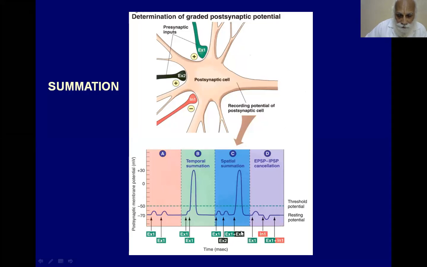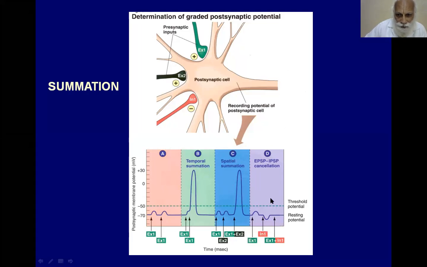Now, use the same input sources, EX1 and EX2, together at the same time. Okay, so though they are coming from two different sources, they still produce summation and raise the threshold and cause the action potential. So as the inputs are coming from two different sources, but at the same time, you call this spatial summation.